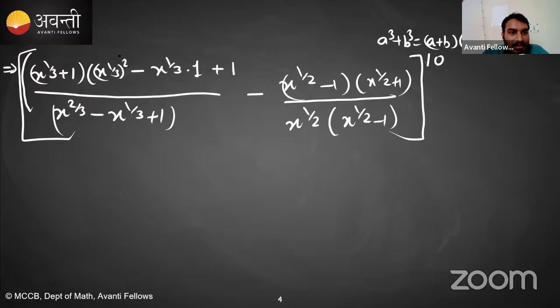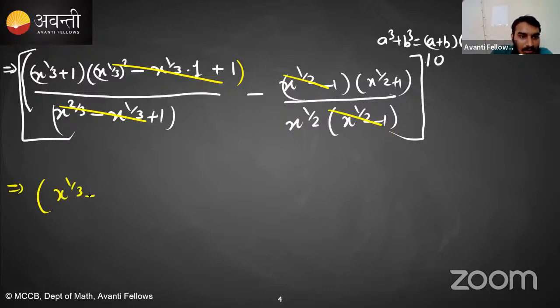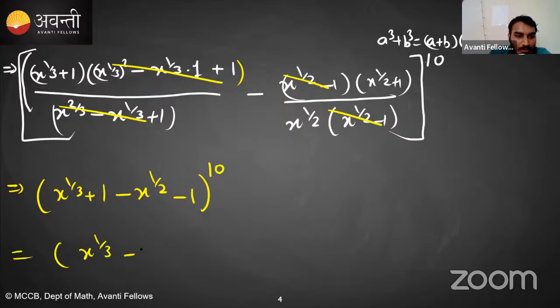Now, as you can see here, x raised to the power 2 by 3 minus x raised to the power 1 by 3 plus 1 in the numerator and in the denominator cancel out. And x raised to the power half minus 1 also cancels out. So we are left with only x raised to the power 1 by 3 plus 1 minus (x raised to the power 1 by 2 minus 1), whole raised to the power 10. Clear? So now it is simplified as (x raised to the power 1 by 3 minus x raised to the power 1 by 2) raised to the power 10.